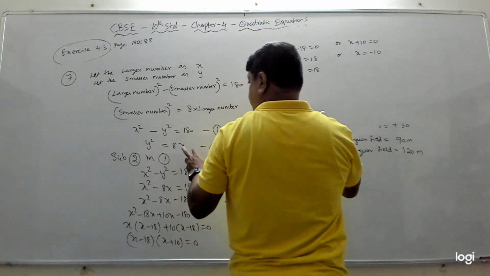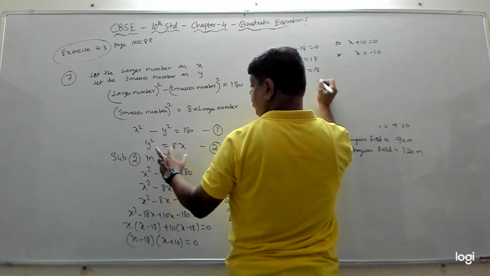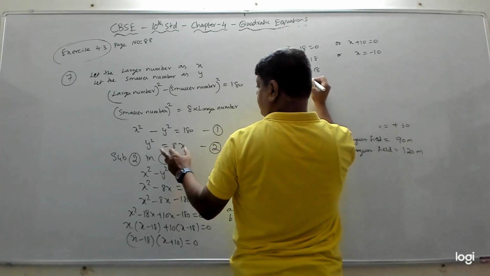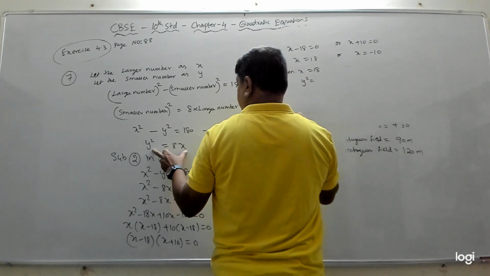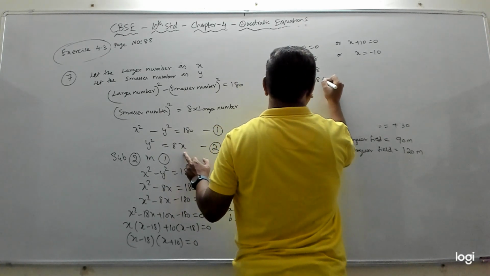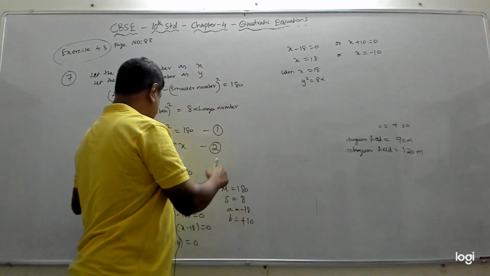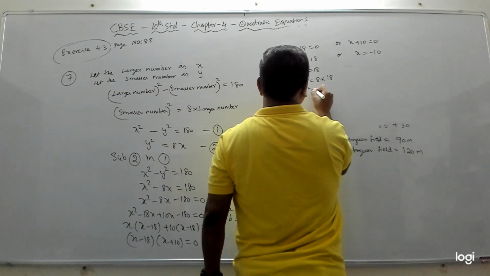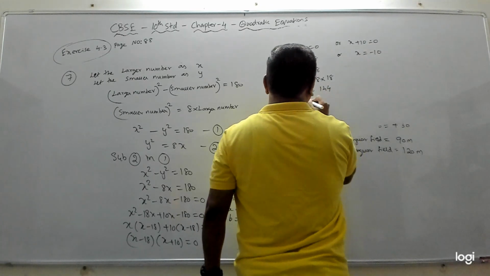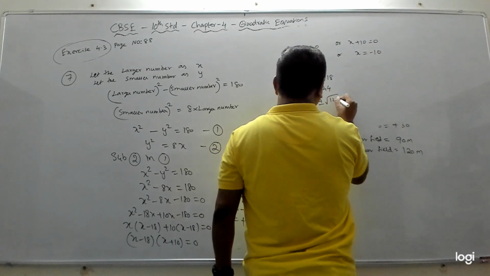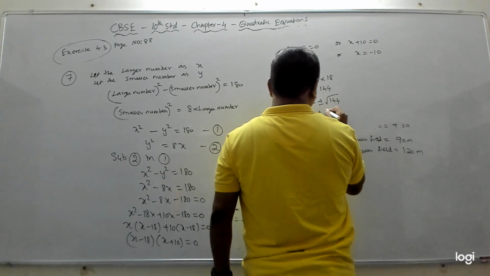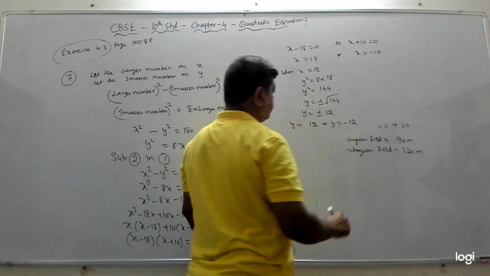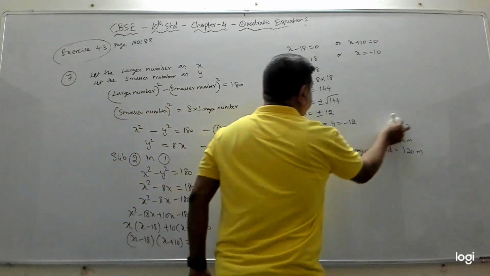When x is 18, we have to find the other number, right? So now when x is 18, what is my y? Y square equal to 8 times x. We have to substitute. So it will become 18 into 8. So y square is equal to 18 8s are 144. So y equal to plus or minus square root of 144, so y is equal to 12 or y is equal to minus 12.